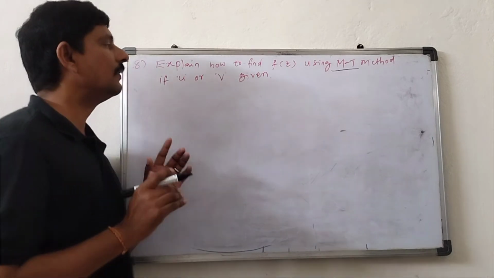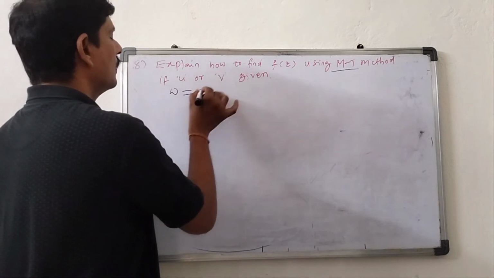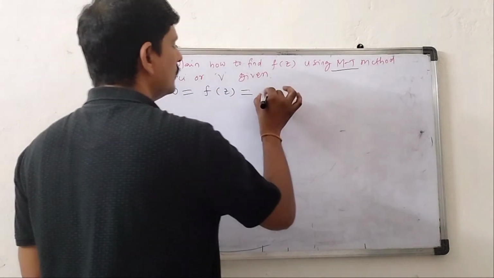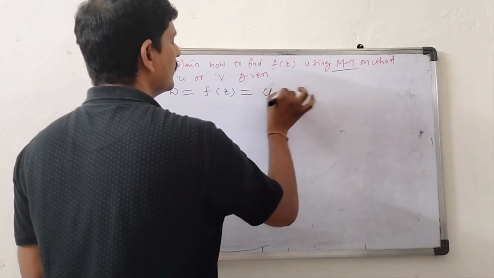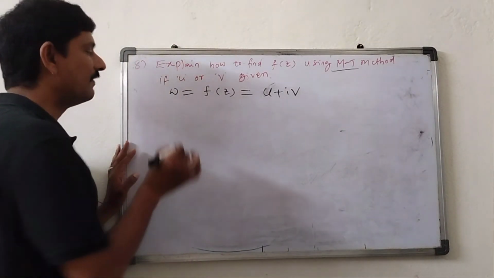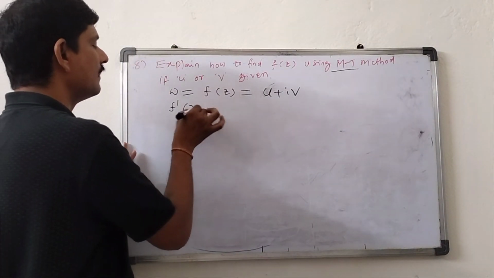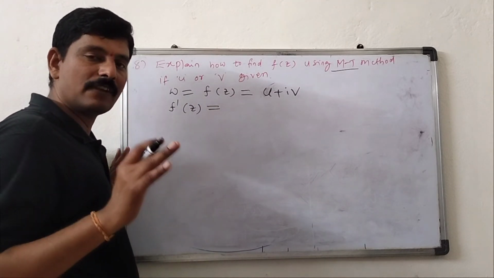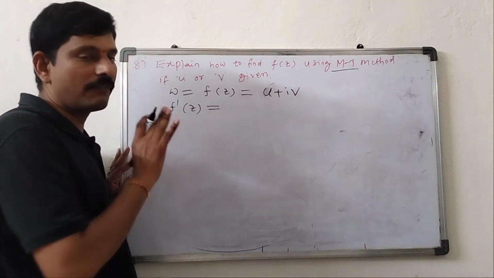Now here we already know our complex variable function is of the form w is equal to f of z, that is equal to u plus iv. Here, very important, you can write f dash z. We can find f of z directly here. You can find f of z directly, with no need of finding v alone or u alone.